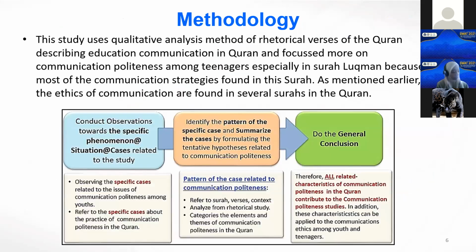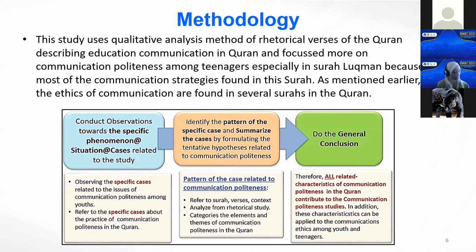Methodology. The study used a qualitative analysis method of rhetorical verses of the Quran describing education communication in the Quran, and focused more on communication politeness among teenagers, especially in Surah Luqman, because most of the communication strategies are found in this surah. As mentioned earlier, the ethics of communication are found in several surahs in the Quran, such as Yusuf and other surahs.